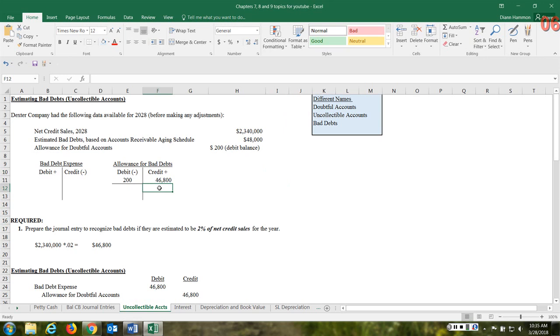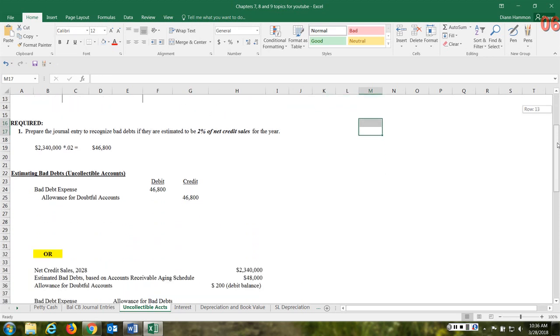So we have the credit balance, the credit of $46,800 with a debit of $200. So the balance will fall on the side that has the largest number initially. So our actual balance in this allowance account, which again is carried on the balance sheet, is $46,600. And this is using the method that is 2% of credit sales. Well, let's look at a different method.